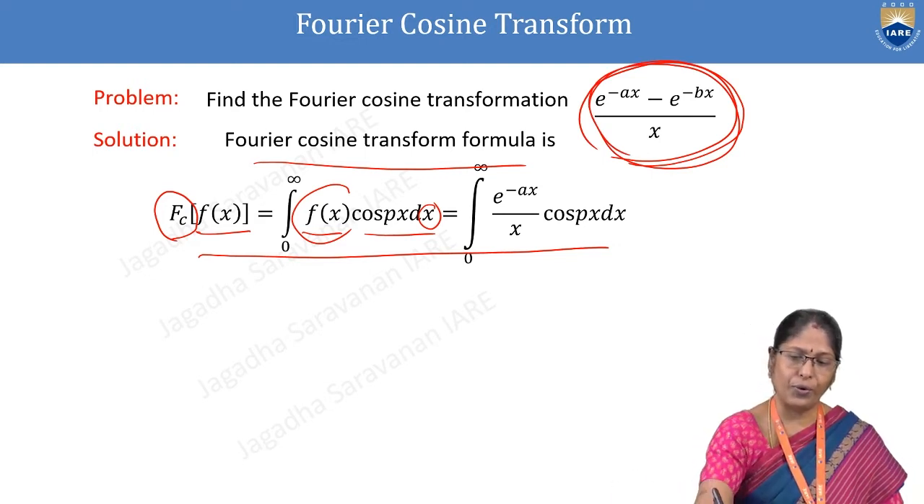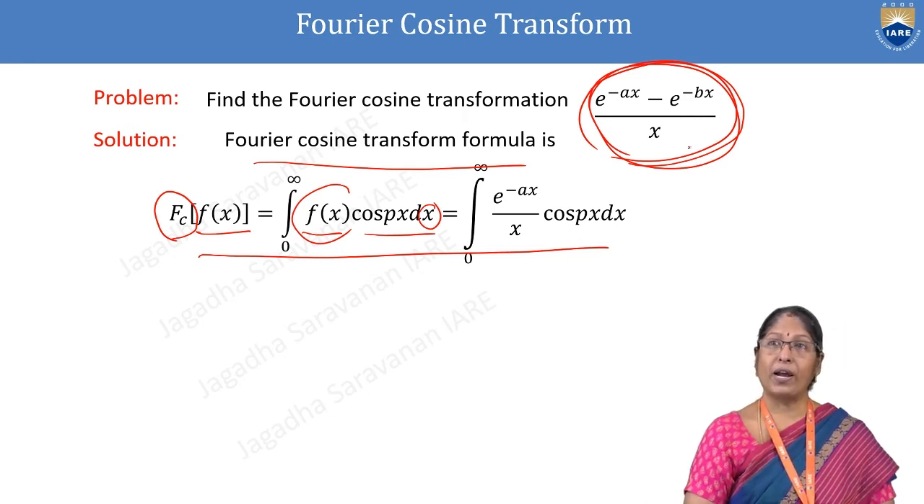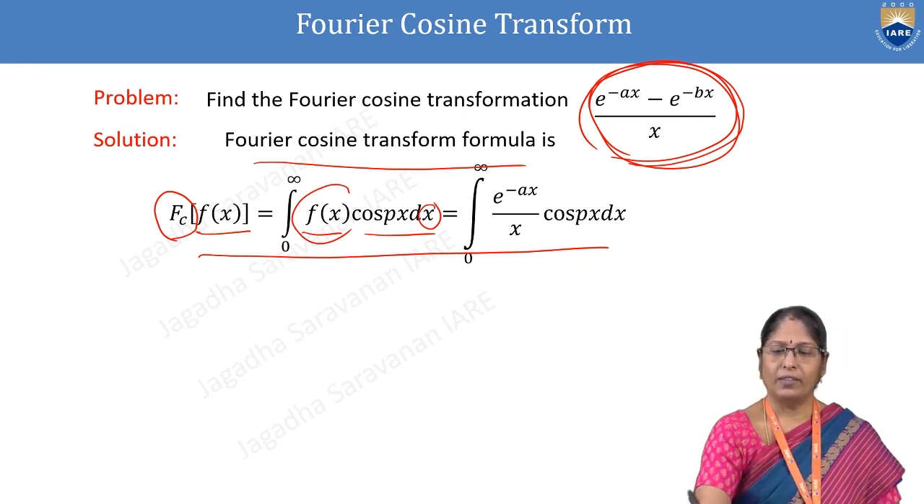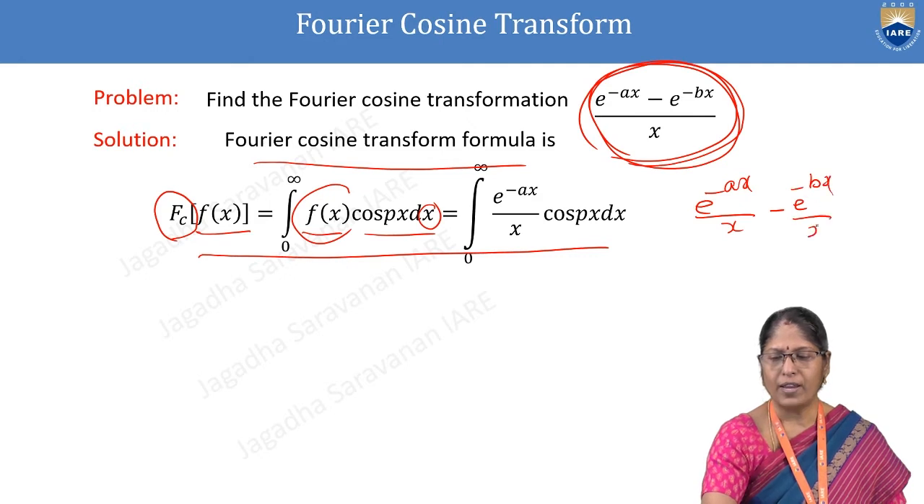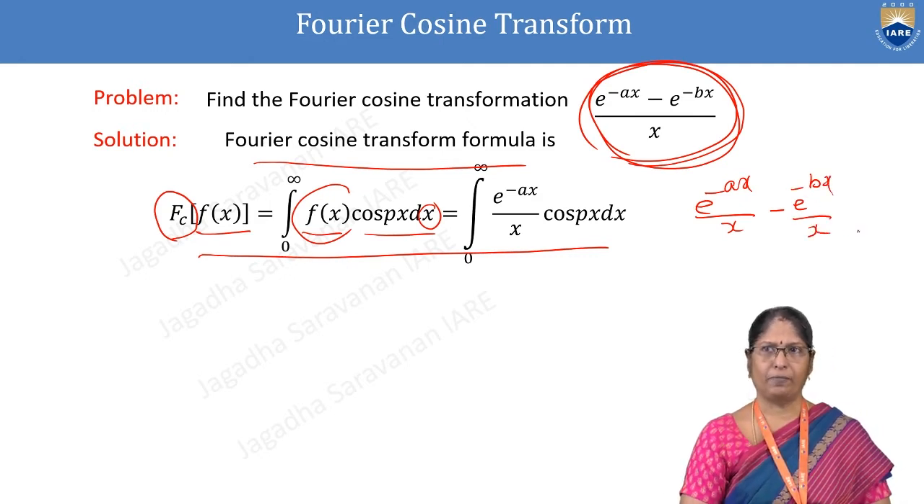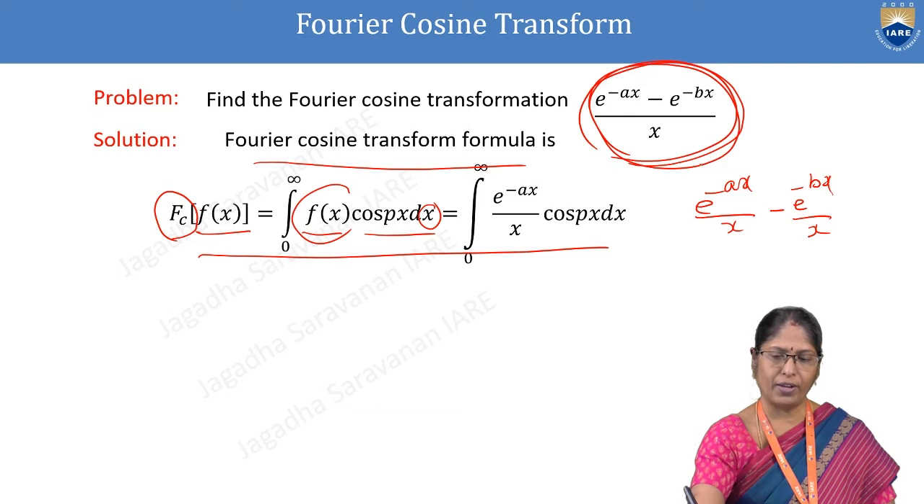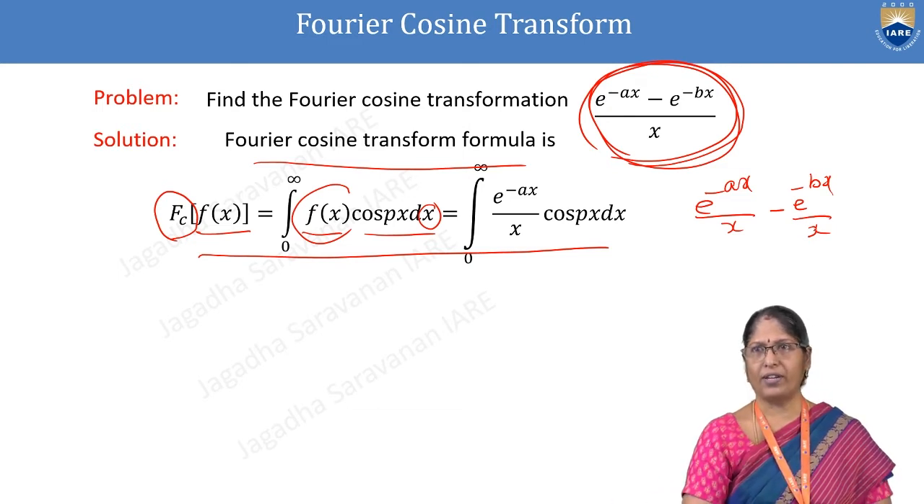First, instead of doing this e power minus ax, this can be written as e power minus ax by x minus e power minus bx by x. We can expand and write it. That is the question which is given. In such a way we can write it.